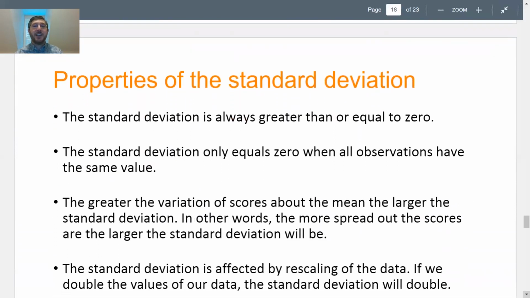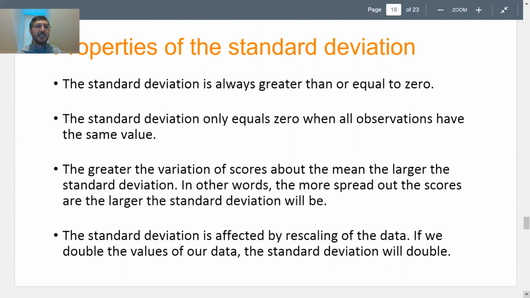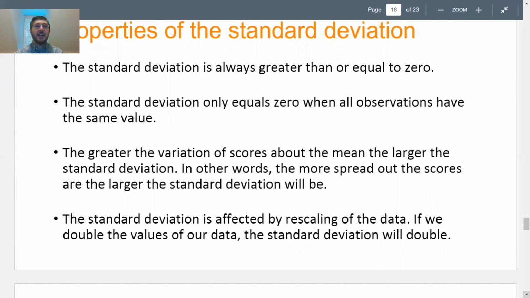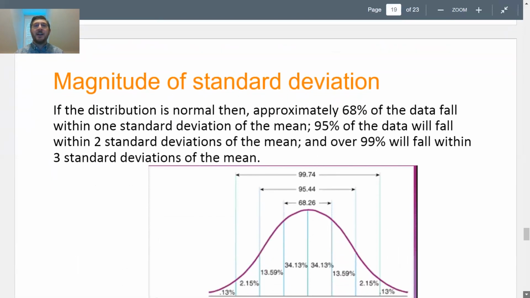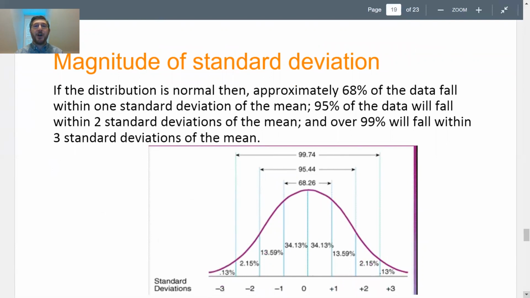So some properties of standard deviation: standard deviation is always positive. It's greater than or equal to 0. If standard deviation is 0, that just means that every score in the distribution is the exact same, like 7, 7, 7, 7, 7. The greater the variability in scores, the larger the standard deviation will be. The smaller the variation in scores, the smaller the standard deviation will be. Seems reasonable, right?